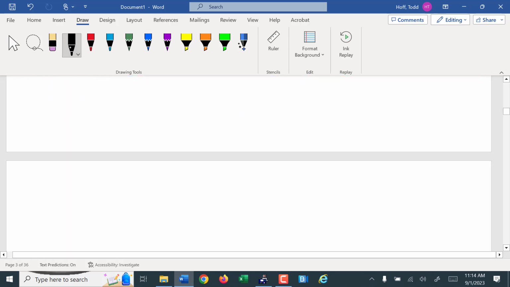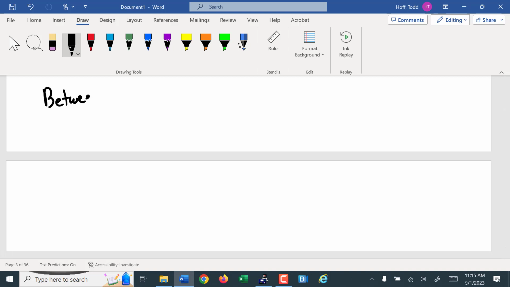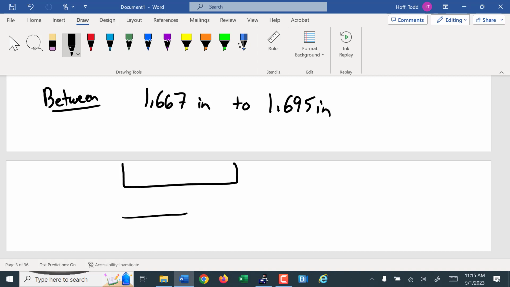The last step would be, let's say that we have a part that has to be between 1.667 inches to 1.695 inches. We don't want to list it like that on a drawing, so we want to convert this to be a desired value plus or minus an allowance. How do we find the desired value?